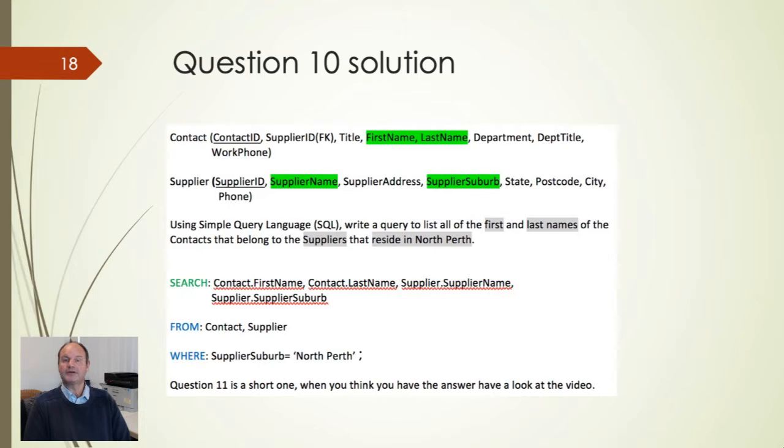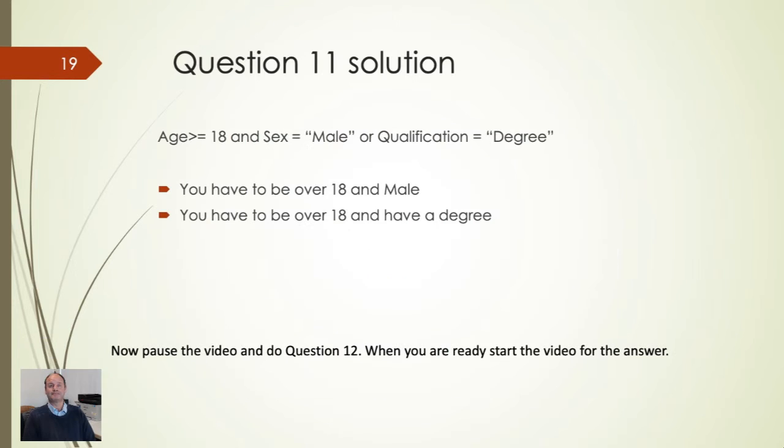Question 11 is a short one. When you think you have the answer, have a look at the video. Here is question 11. Conditions are used in algorithms. The condition below can give different results. How? Our algorithm is age more than or equal to 18 and sex equals male, or qualification equals degree.